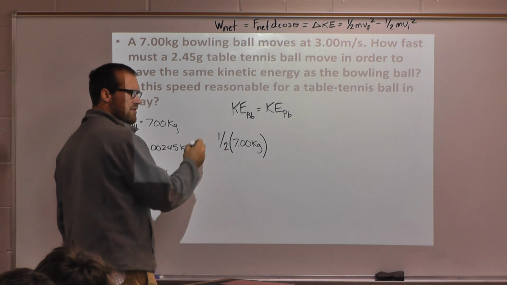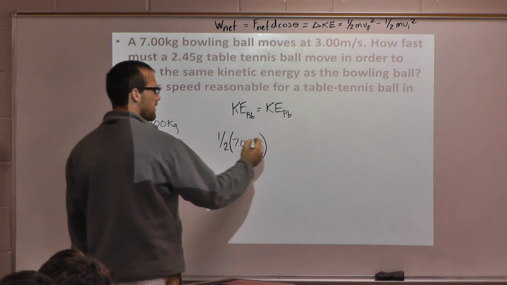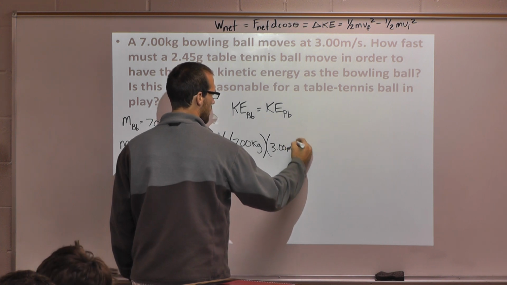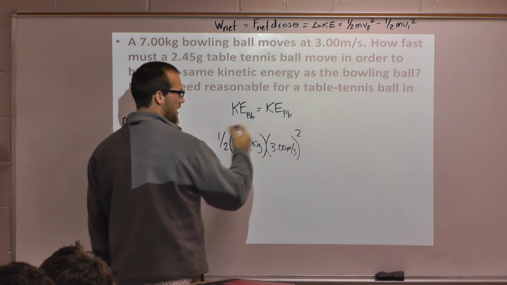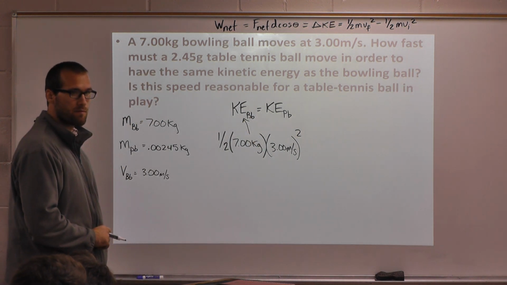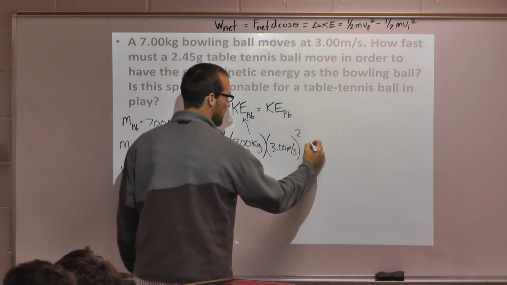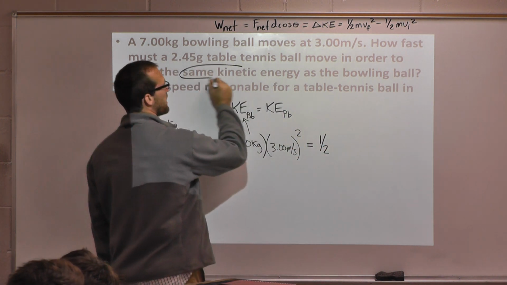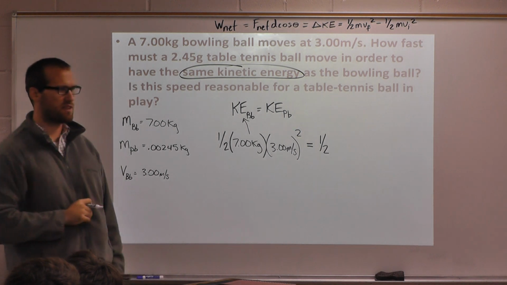What about the half? Where did that come from? The square. So the velocity of the bowling ball is this. So this here represents that, correct? Why did you set them equal to each other? Because they have to have the same kinetic energy. If they have the same kinetic energy, aren't they equal?